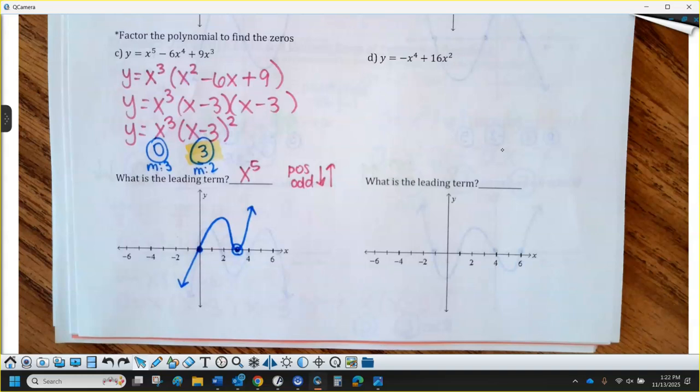If you're trying to do a bounce, try to make it look like the shape of the vertex of a parabola. But again, I'm not going to be super picky. As long as it goes through the correct points on the x-axis and the ends go the correct direction, you're good.